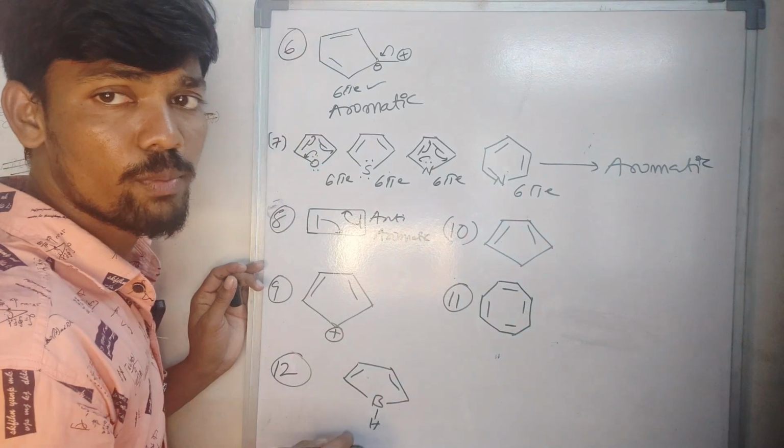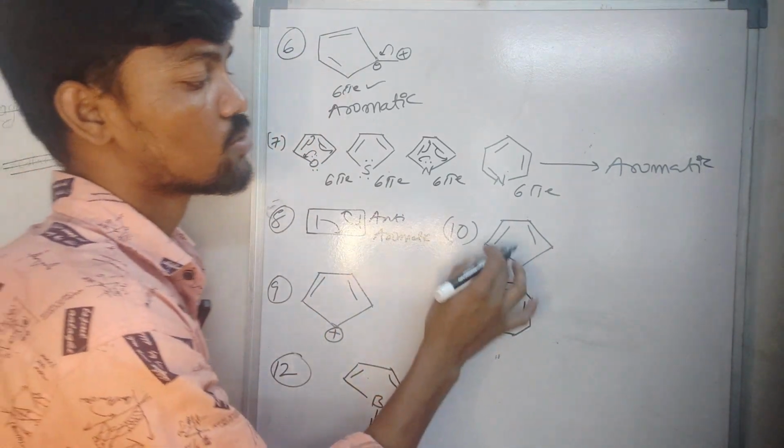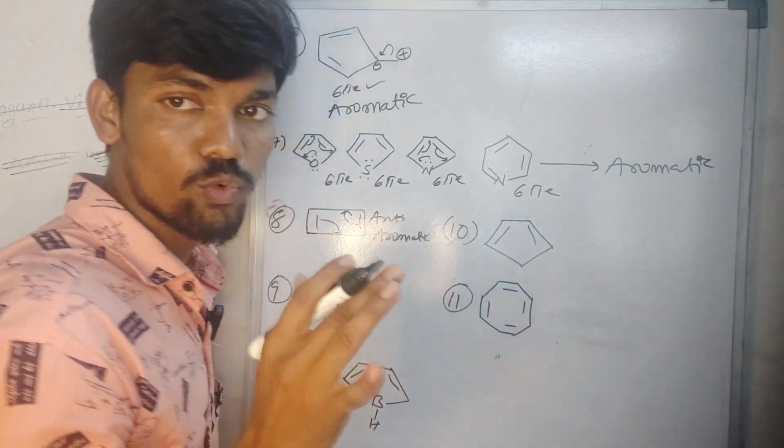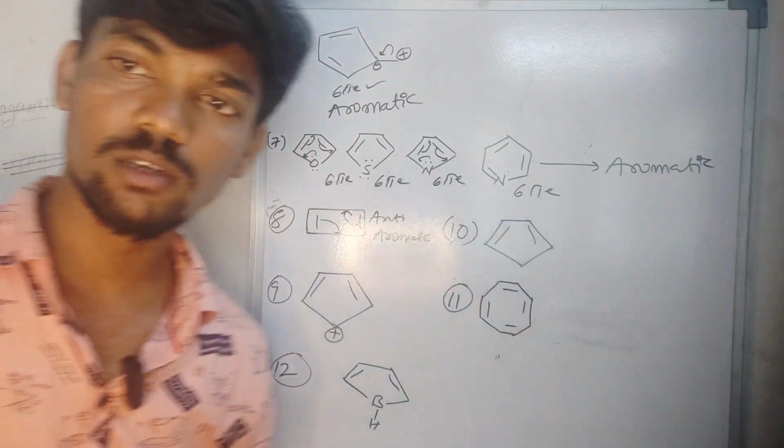Coming to this point, what happens? Is there any positive or negative charge? No positive, no negative. So here the double bonds have 4 pi electrons. Is it cyclic? Yeah, cyclic.